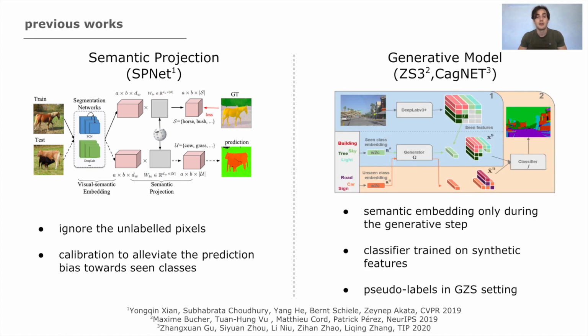CaGNet and ZS3 address the task through a more complex structure based on a feature generative approach, in which they learn generative models to synthesize features for the unseen classes so that they can train a classifier.